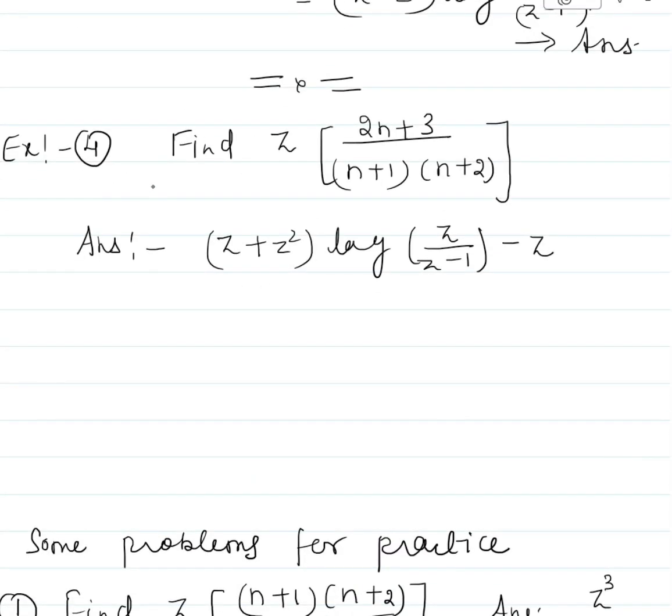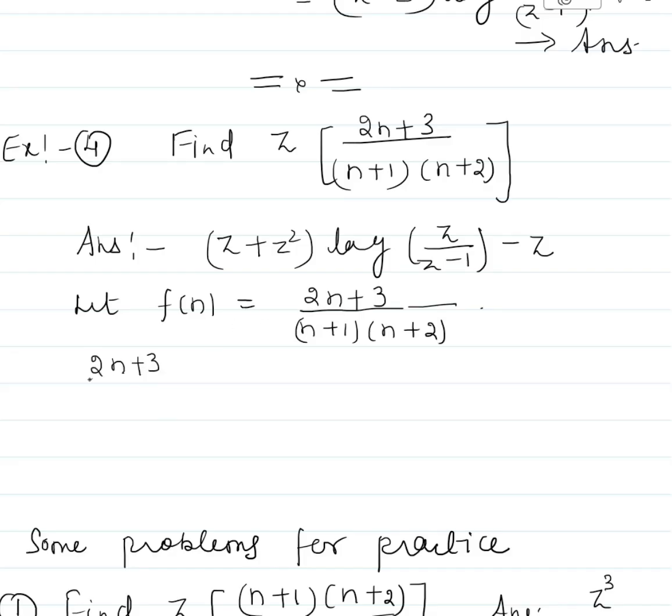Next question. If we want to find the z transform of (2n plus 3) upon (n plus 1)(n plus 2), this is also a complicated function. But since we don't have any formula directly for this, we can again apply the concept of partial fractions. To use it, you will just let f(n) equal (2n plus 3) upon (n plus 1)(n plus 2). Now using partial fractions, I can split this like this.